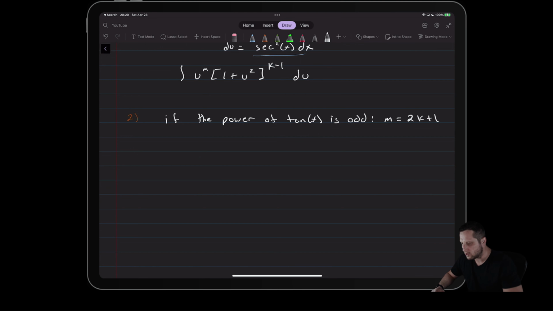Then what we're going to do is we want to create a factor of secant x tangent x, or tangent x secant x, doesn't matter which way. And we're going to do this by pulling out a factor from the other terms, and with that we're going to make our u sub. So let's go ahead and get into that. So that's going to be the integral.